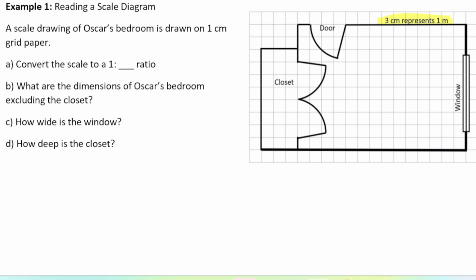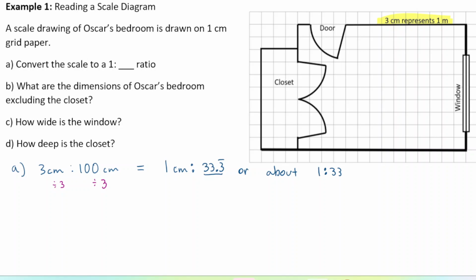Question A, convert the scale to a 1 to blank ratio. Let's change them to the same units first of all. So it'd be 3 centimeters on the drawing is 100 centimeters in real life. If we're going to change this to a ratio that is 1, then we're going to need to divide this by 3. So that means we're going to need to divide this one by 3. 100 divided by 3 is 33.3 repeating, or about 1 to 33 if you round it off. Okay? So for every 1 centimeter in the picture, we have 33 centimeters in real life.